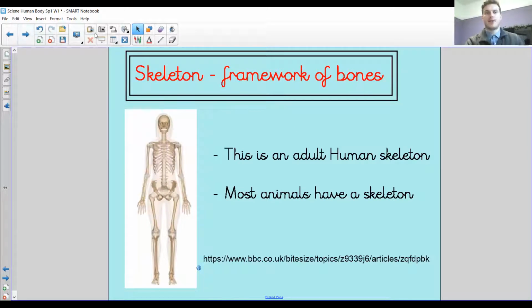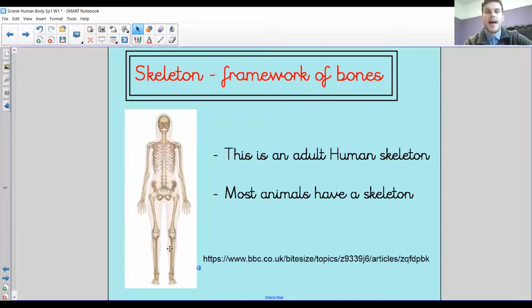Here we have in red at the top, the definition of the word skeleton. And I've got a picture underneath. Skeleton is a framework of bones. So it's not just one bone, it's lots and lots of bones put together into the shape of an animal, okay? It's inside the animal in most cases, definitely in humans it's inside, and we're calling it a framework of bones. So we're going to use this definition whenever we're referring back to the skeleton.